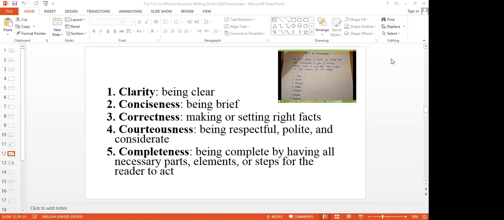And number five is, again, the one you mentioned, completeness. When we speak or when we write, we should always convey the message as it is, the whole message, meaning being complete by having all necessary parts or elements or steps for the reader to act, especially in business. If you are requesting three things from a marketing manager in another company, for example, you should write about the three things. You should stick to the three things. You should be to the point and talk about the three things in order for your message to be complete, to be comprehensive, and to include everything you want in a very successful way, in fact.